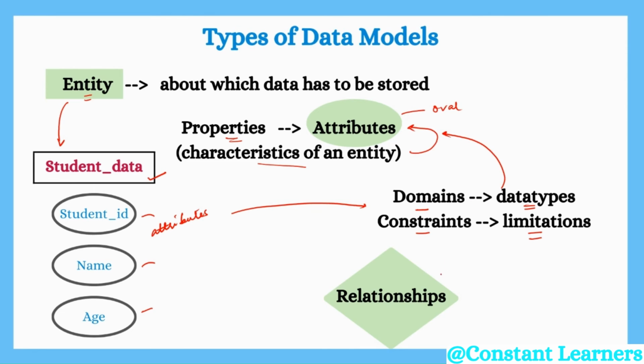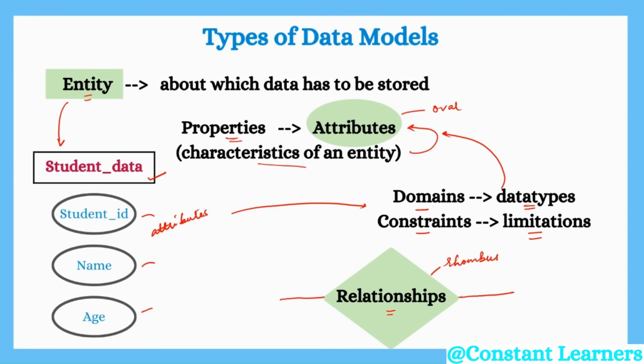Then comes the relationship between the entities. The relationships are defined inside a rhombus. All right. So when you see anything inside a rhombus in an entity relationship model, understand that it is the relationship between the two entities, right? And all of these entities, attributes, and relationships are linked with each other using straight lines. All right. We connect them using straight lines.